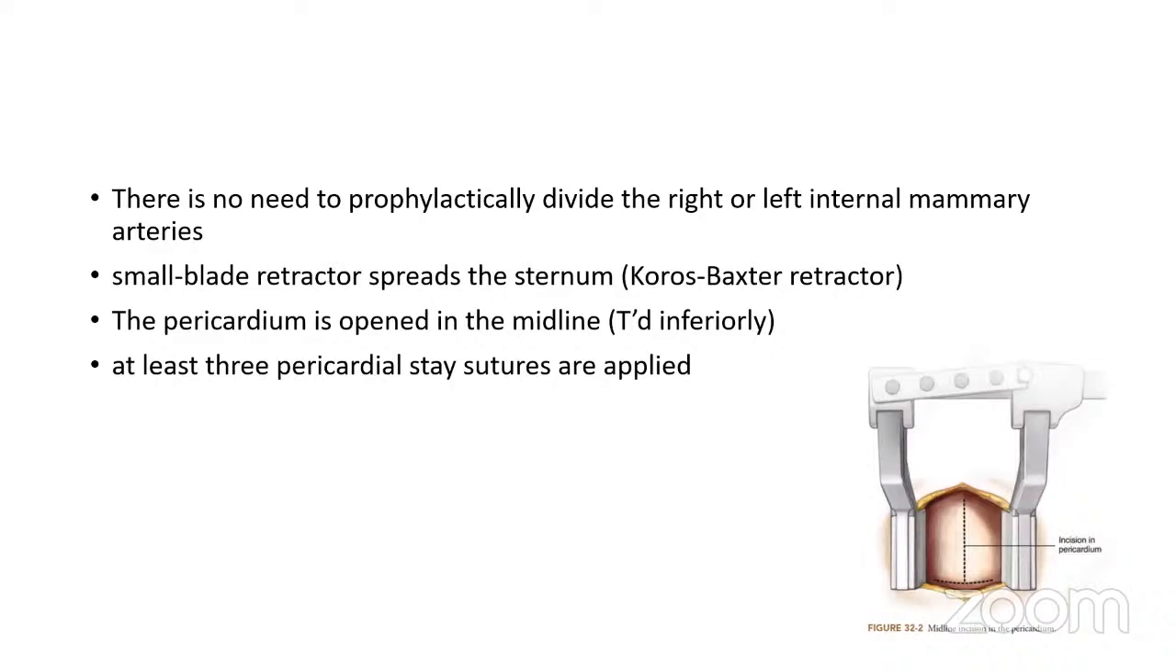There is no need for prophylactic division of the right or left internal mammary artery, and we should use a small blade retractor, which is called the Cosgrove-Baxter retractor. The pericardium should be opened in a T-shape inferiorly in the midline, and we will use at least 3 pericardial sutures to pull out and bring the aorta anteriorly.